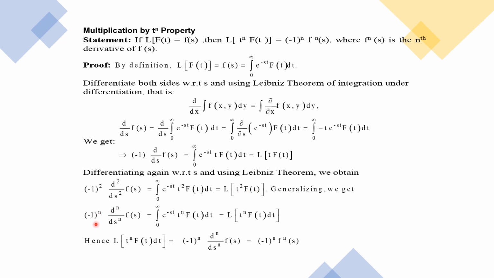So generalizing, we will have (-1)^n d^n/ds^n F(s) equal to the integral from 0 to infinity of e^(-st) t^n f(t) dt, which is equal to Laplace of t^n f(t). So we can say that Laplace of t^n f(t) is equal to (-1)^n d^n/ds^n F(s), which is equal to (-1)^n F^(n)(s).